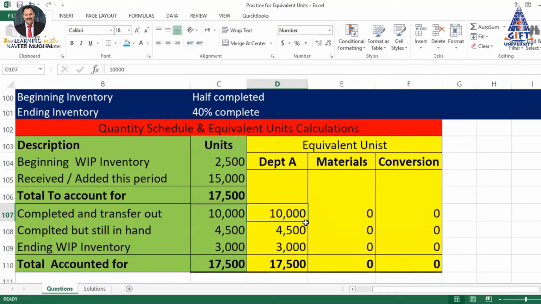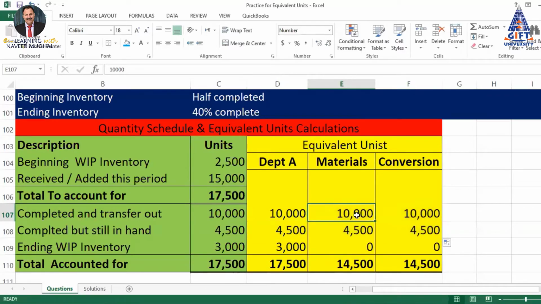And here we will also have 100% completion for the completed units, because completed units mean 100% material used, 100% conversion cost used. So 10,000 multiplied by 100% is 10,000. Likewise 4,500 multiplied by 100%, we have 4,500 over here.